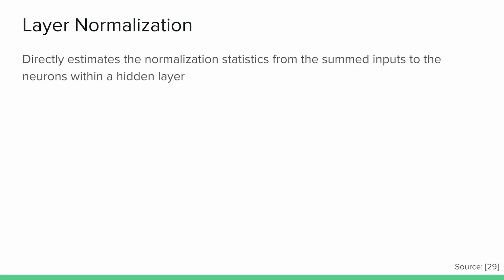One thing I would like to point out here is that batch normalization isn't the only way to stabilize the gradient. Layer normalization is a popular alternative to batch normalization. How it works is that it directly estimates the normalization statistics that we've seen before from the summed inputs to the neurons within a hidden layer. What that means is, let me visualize this for you.